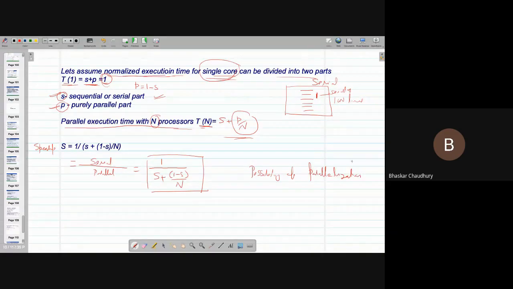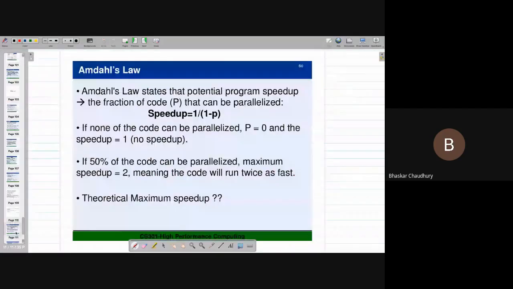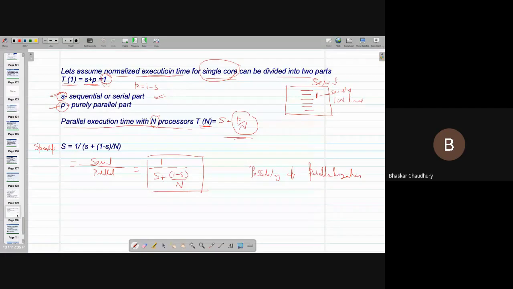Okay. So this is actually captured through a very famous law. That law is called Amdahl's law. It is almost like the most important law in parallel computing. So what does Amdahl's law state? Amdahl's law states that the potential program speedup can be captured using these formulas. So this is the potential speedup: 1 divided by 1 minus p. Exactly what I've written here. Actually, you can get the same thing here. Okay, so 1 divided by 1 minus p.